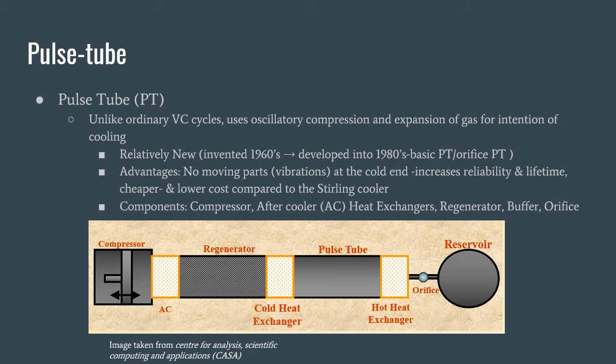Moving on with the pulse tube refrigeration device. Unlike ordinary vapor compression cycles, it uses oscillatory compression and expansion of gas for the intention of cooling. This technology is relatively new, invented in the 1960s. One key advantage is that it does not have any moving parts at the cold end, which reduces vibrations and increases the reliability and lifetime.